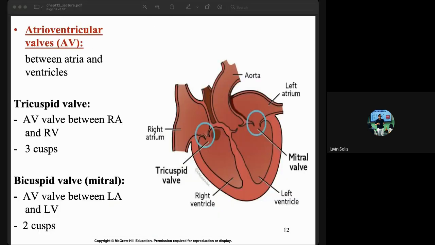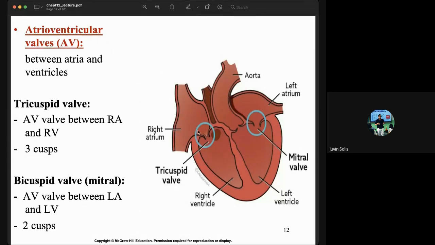Okay, let's start first with the atrioventricular valves. These are between your atria, dun sa upper part, and then yung lower part natin na ventricles. So meron tayong tinatawag na tricuspid valve, which is this one. As you can see here, it has 3 cusps: 1, 2, 3.